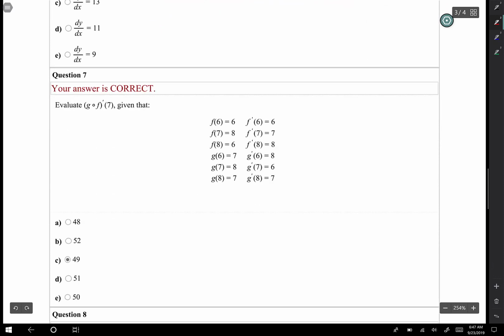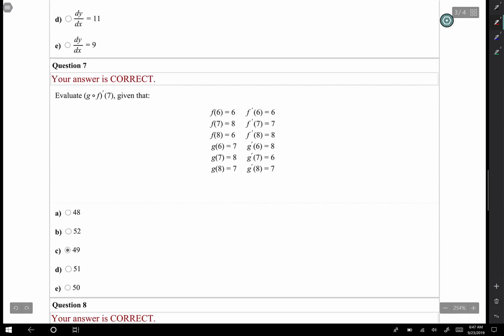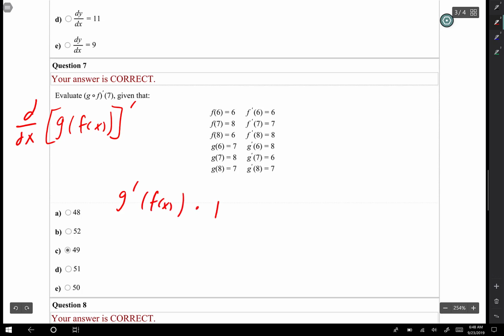So here we go. Now we're getting interesting. It says g composite of f. I want the derivative of that at 7. So what that means is this: g composite of f, and I want the derivative of this guy at 7. That's all it means. So first let's take the derivative. Derivative of the outside, leave the inside alone, times derivative of the inside. There. Now wherever you see an x, you're going to plug in 7.